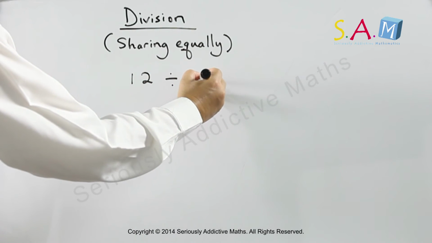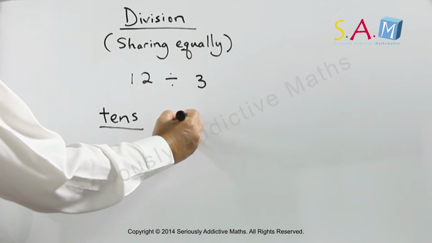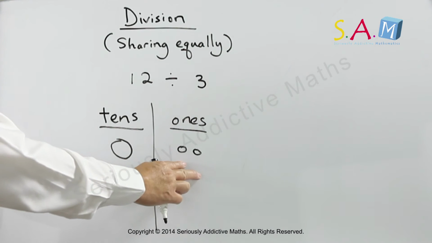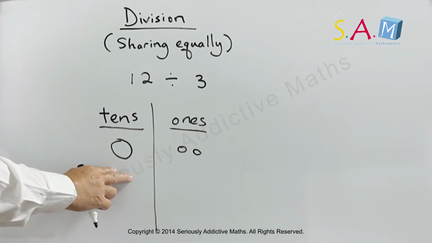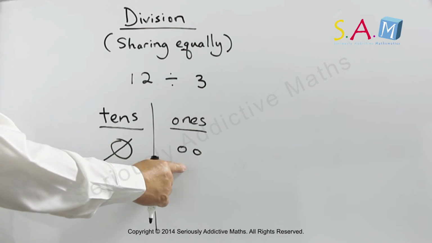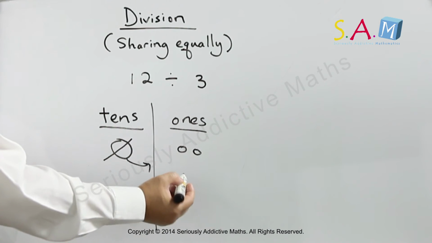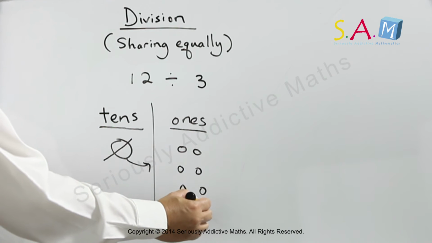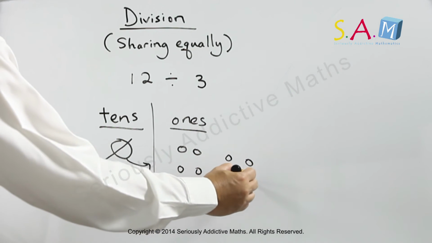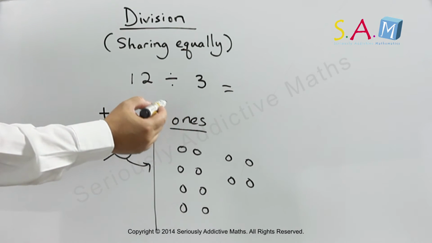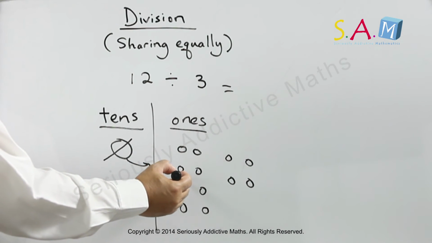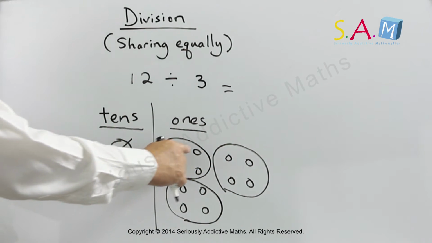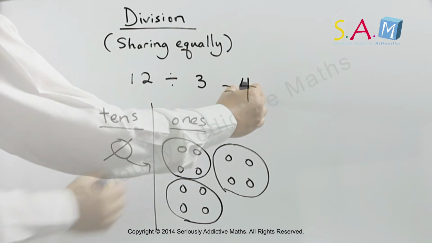Divided by 3. Using place values, tens and ones, 1 ten and 2 ones. If I were to divide this by 3, I can't because there's not enough. So I have to convert or rename the 10 into ones. So here goes over here 1, 2, 3, 4, 5, 6, 7, 8, 9, 10. So I'm going to share equally with 3. So here I have 1, 2, 3, and if I share with 3, each group gets 4.